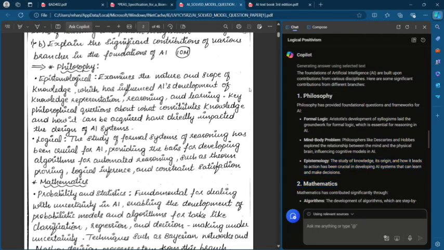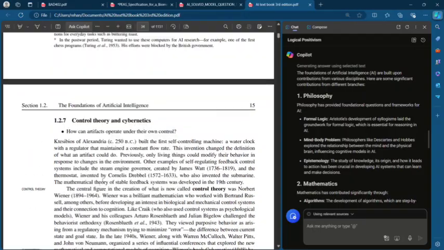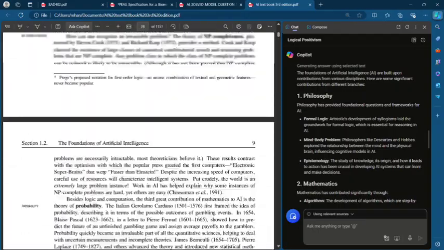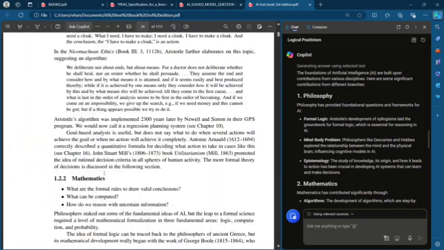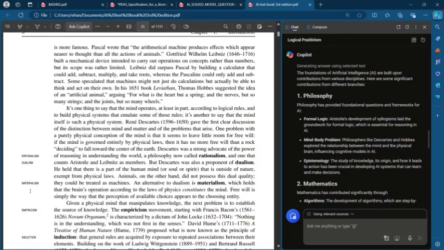But when I made answers right from the textbook, even though the textbook says it, if you go up, where is this? Okay, it's somewhere here. Mathematics and philosophy. Yeah, see here. So here, epistemology, where is that?